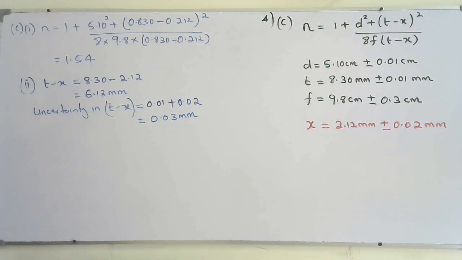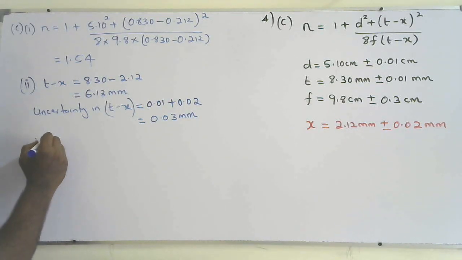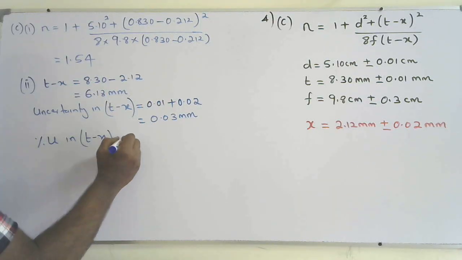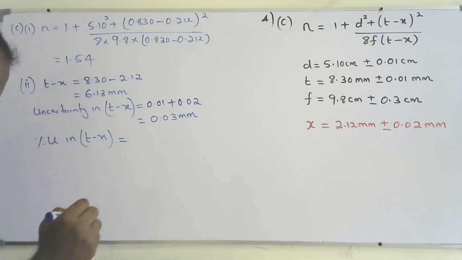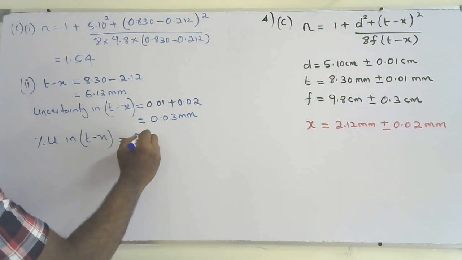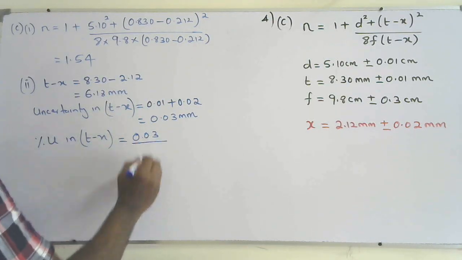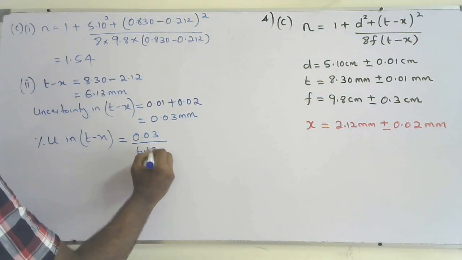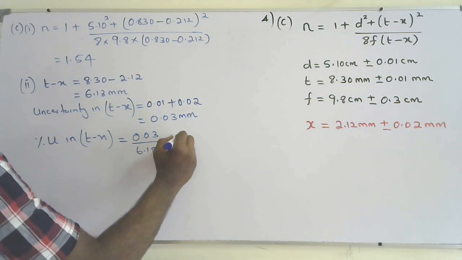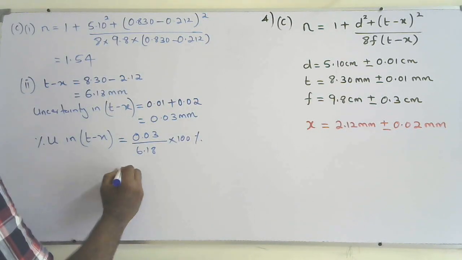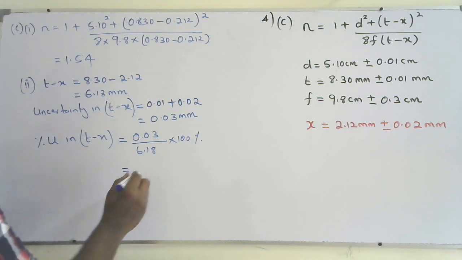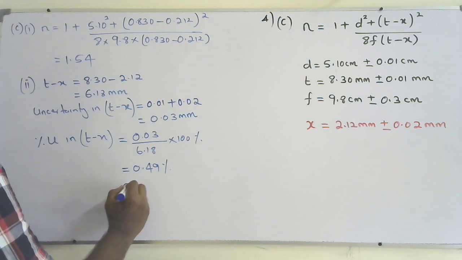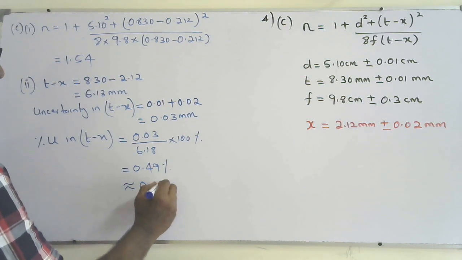Okay, so I need to find the percentage uncertainty. That's the question: percentage uncertainty in t minus x. That will be equal to uncertainty in t minus x, that is 0.03, divided by value of t minus x, that is 6.18, both in millimeters, times 100%. So you will get 0.49 percentage, approximately 0.5 percentage.